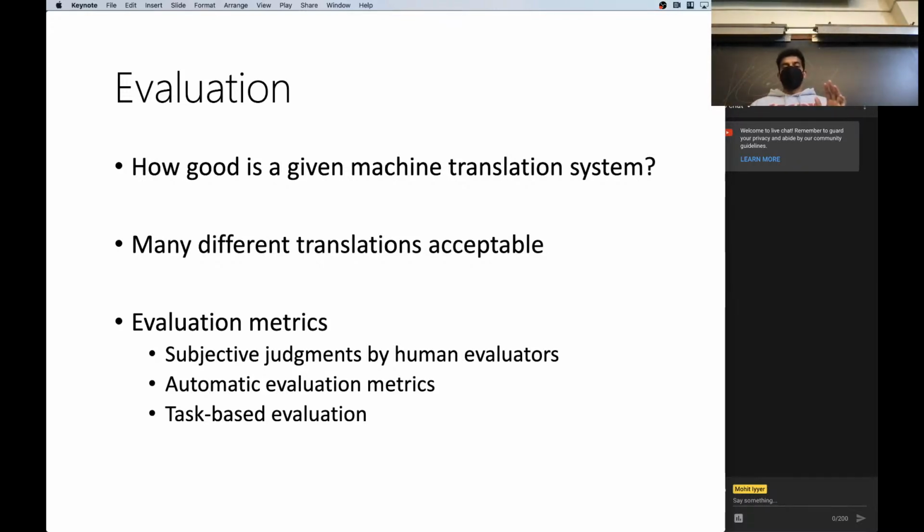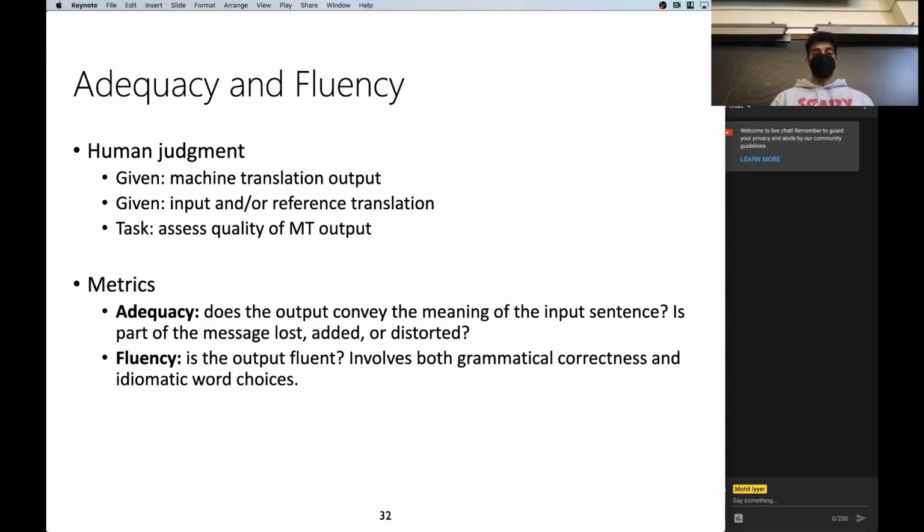So, of course, we have many different translations, and one way you could think about doing this is through human evaluations, right? You can get someone who knows both languages, who's fluent in both languages, and can evaluate how close the machine-generated translation is to the reference translation, or to what should be the correct translation.